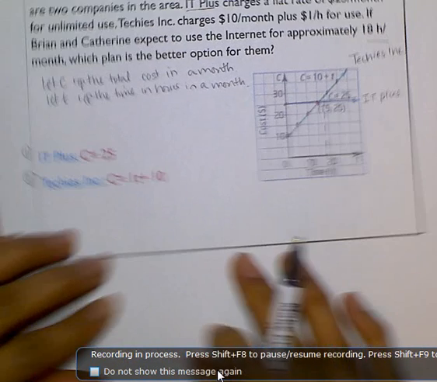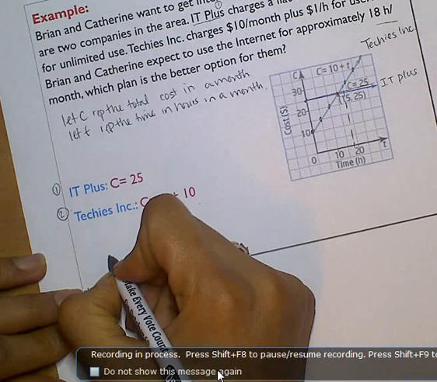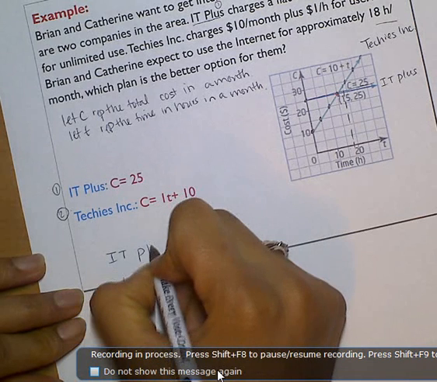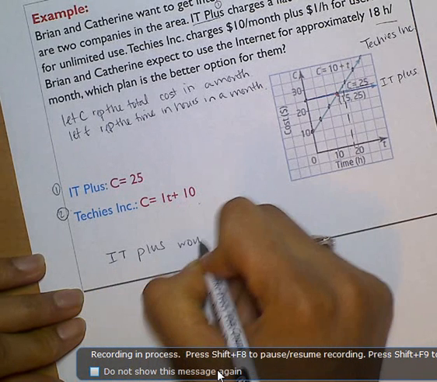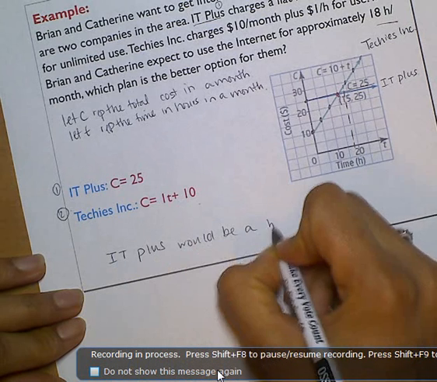Okay, great. So now we're going to look at an example where we're not going to be given the equation or the graph, but we have to walk ourselves through all that. Okay, so here's an example.